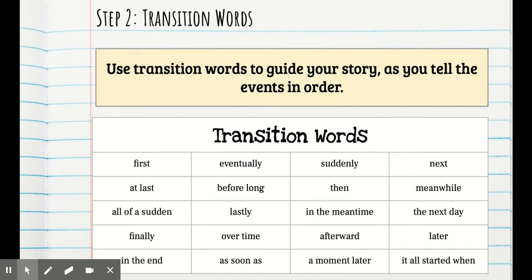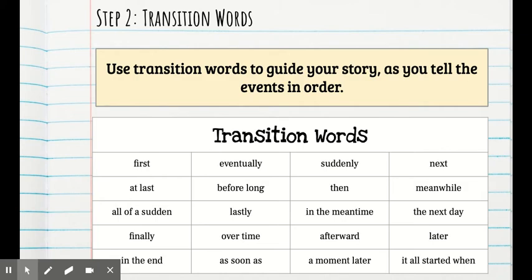Next, you're going to look at your transition words and you're going to use those so then your story makes sense, okay? So you might say, first, this event happened. Next, before long, okay? Use those transition words to help you tell your story in order. Not every sentence needs transition words. You can go overboard with these. So make sure you're always rereading your story to make sure it makes sense, okay?